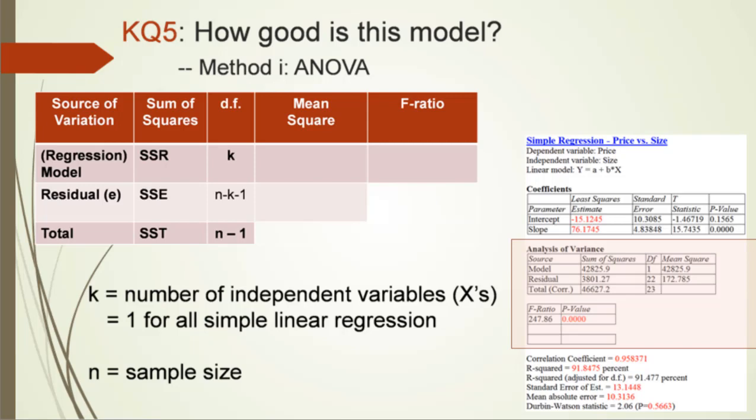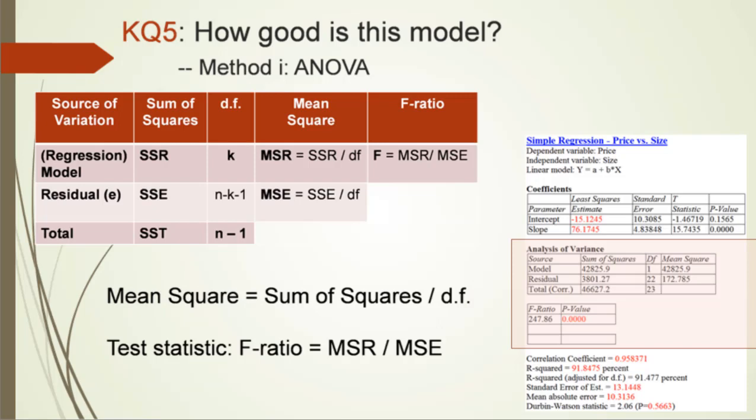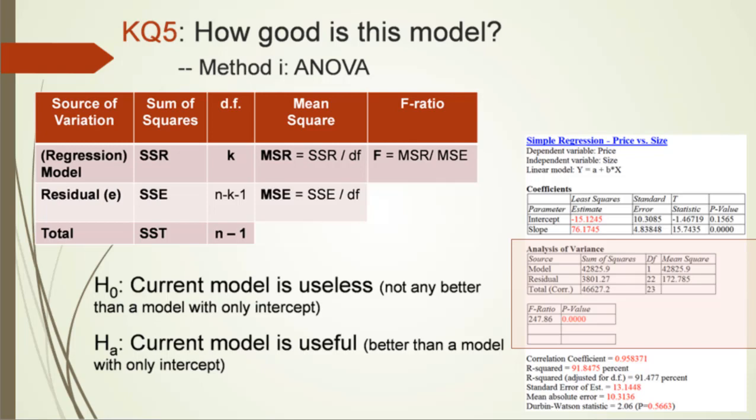The total degrees of freedom is 24 minus 1, that is 23, as seen in the table. Mean square is the sum of squares divided by degrees of freedom. The test statistic is an F ratio, that is the ratio between MSR and MSE. Now you may become curious what exactly this F-test does.